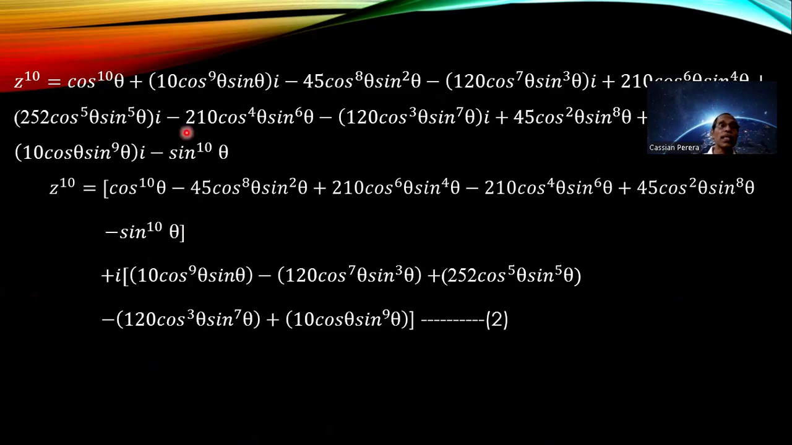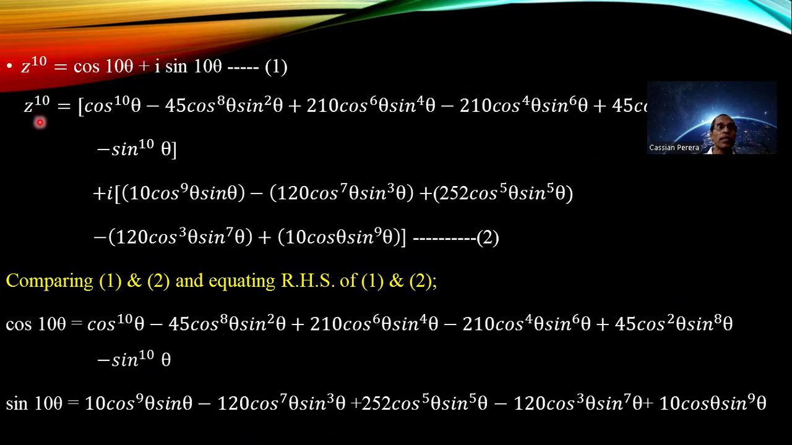And the imaginary parts are here. We can take i out, and the first term is 10 cos to the power 9 theta sine theta, minus 120 cos to the power 7 theta sine cubed theta, and 252 cos to the power 5 theta sine to the power 5 theta, minus 120 cos cubed theta sine to the power 7 theta, and 10 cos theta sine to the power 9 theta. Now, if we separate them, we can have the same expression for cos 10 theta and sin 10 theta.